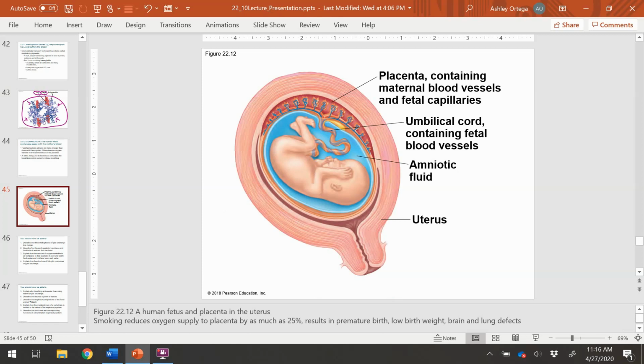And so that aspect is very important for birth, along with tying in our illustration from the beginning of this chapter, smoking and how it complicates pregnancy. Smoking will actually reduce the oxygen supply to the placenta by as much as 25%, which is very significant. This can result in premature birth, a low birth weight, and other brain and lung defects. So it's very, very serious, as any expectant mother should stop smoking if they are currently smoking, and that does include vaping.